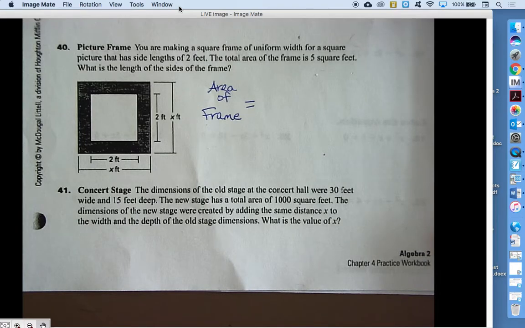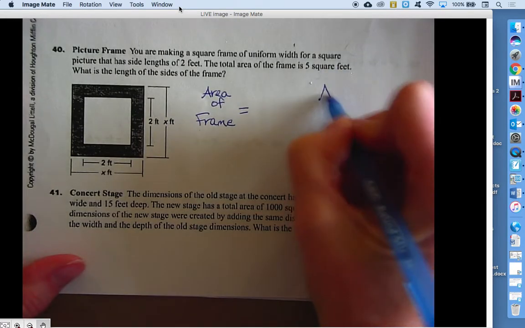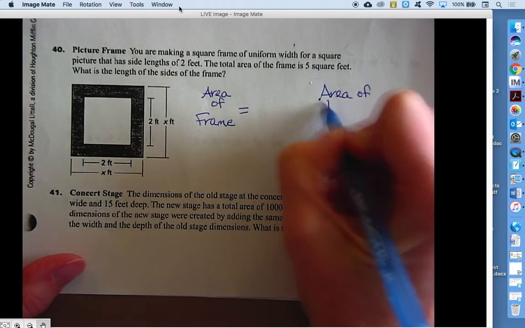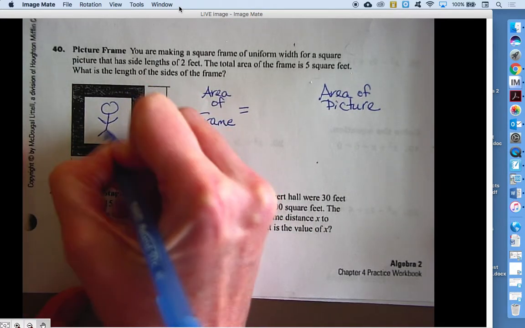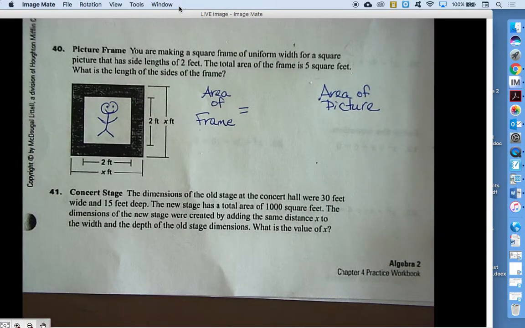Brandon? Can we find the area of the white part and then find the area of the black part and then subtract? Okay, so we would need the area of the picture, and that's this part right here. So right here, there's my little stick figure. That's our picture. If I take this piece out of the problem, then I have the frame left over.